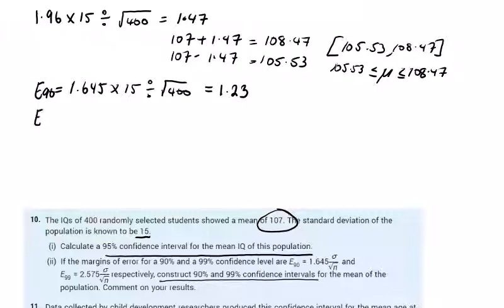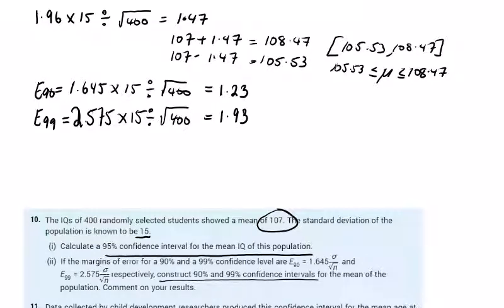And then E99, what's going to happen here? We have 2.575 multiplied by 15, just multiplied by 0.75 at this point, but let's just write out what they have. And this is 1.93.